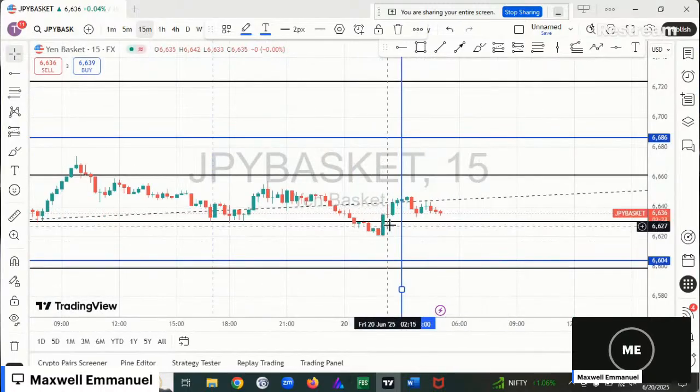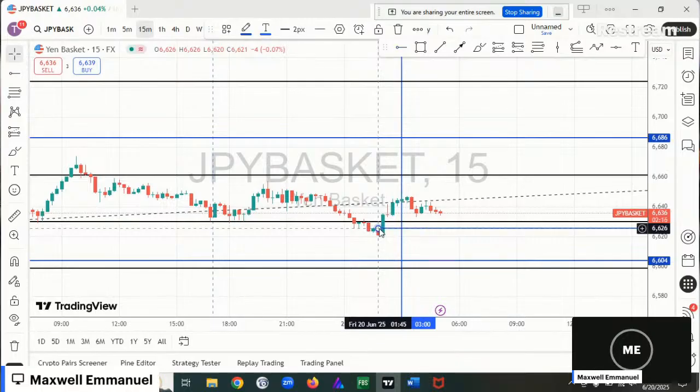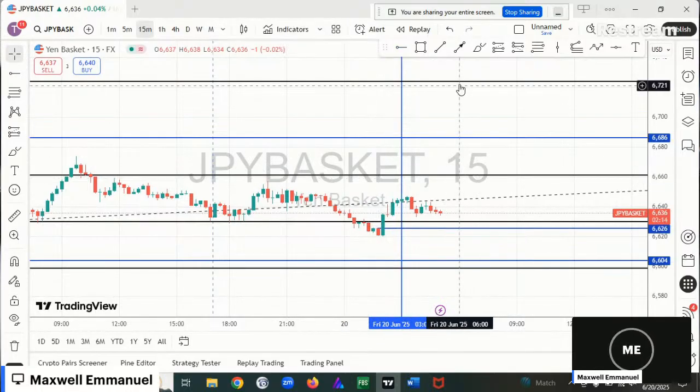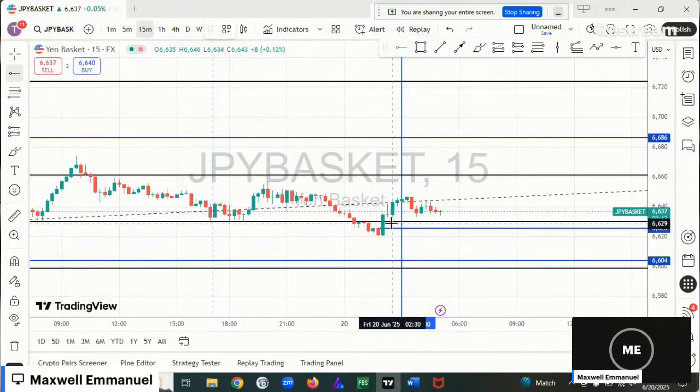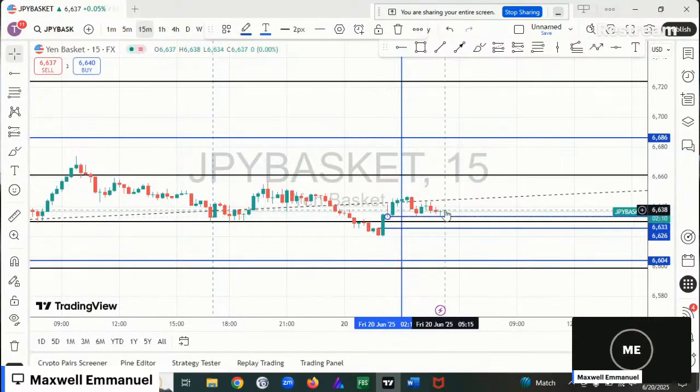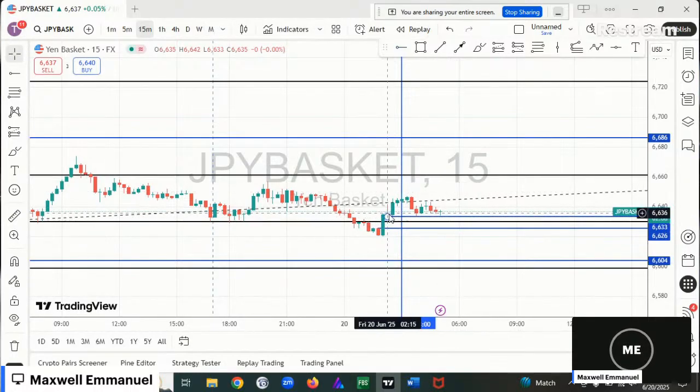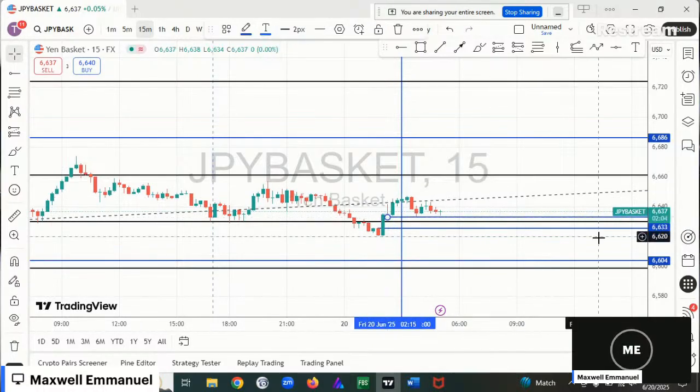You can see this fair value gap that was created on 15 minutes. So it's likely price will pull back to fill this fair value gap before going bullish. That would be a good area or zone to consider buying yen. Wait for price to fill this fair value gap before you go bullish. That's my take on yen.